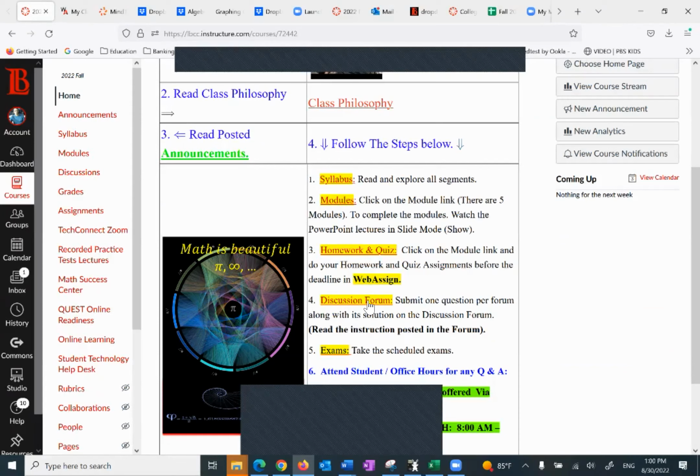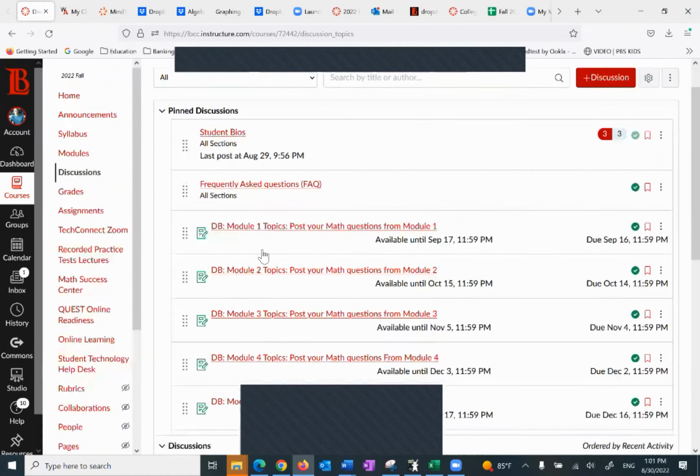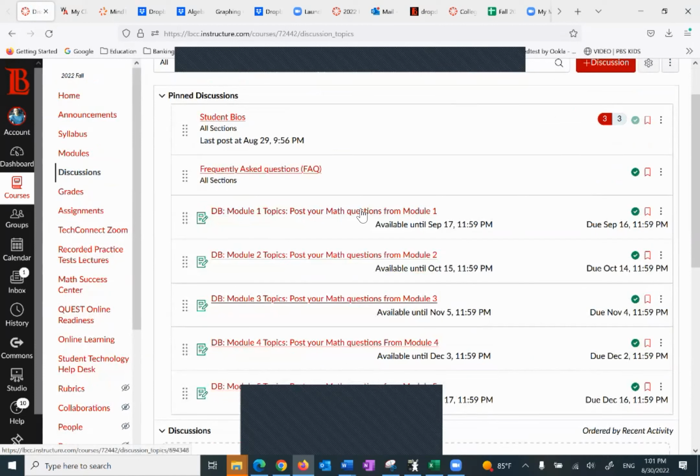Under the discussion forum, you want to go with module 1 and start putting a similar question that you find from a source of your choosing, 10 points each.